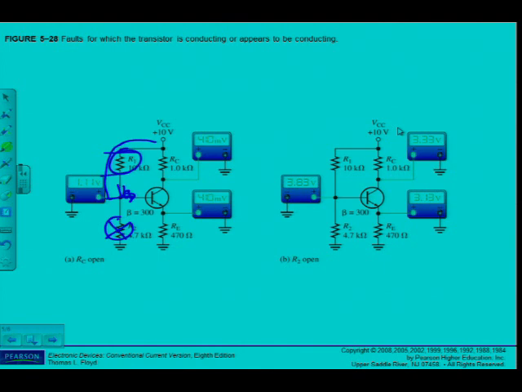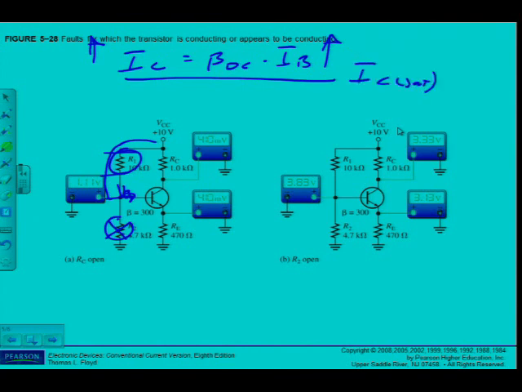So most probably what's going to happen is that IB is going to be much too high, and I know IC is equal to beta DC times IB. If I keep on increasing IB, IC will increase, but this formula is only true up to a certain point, which is called IC sat. So if I increase IB higher than IC sat, to cause IC to be higher than IC sat, then it doesn't matter. If I increase IB more, I cannot get more than the saturation current. But let's see what the textbook says.